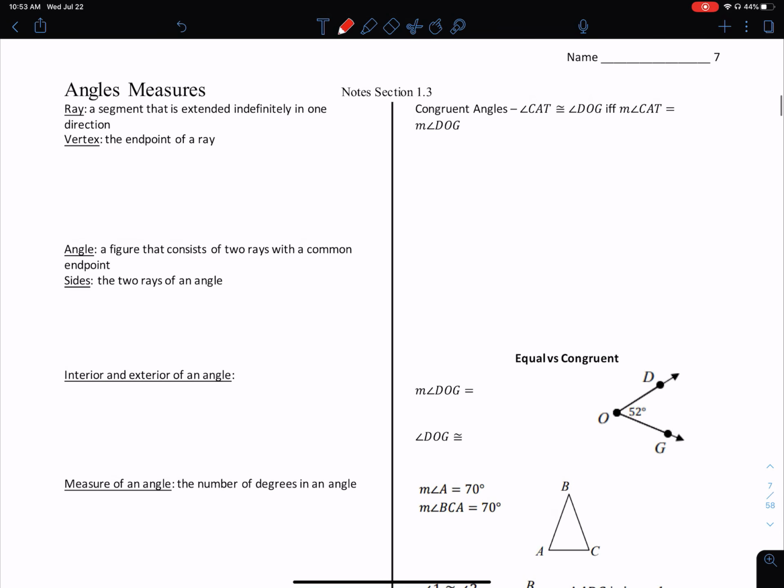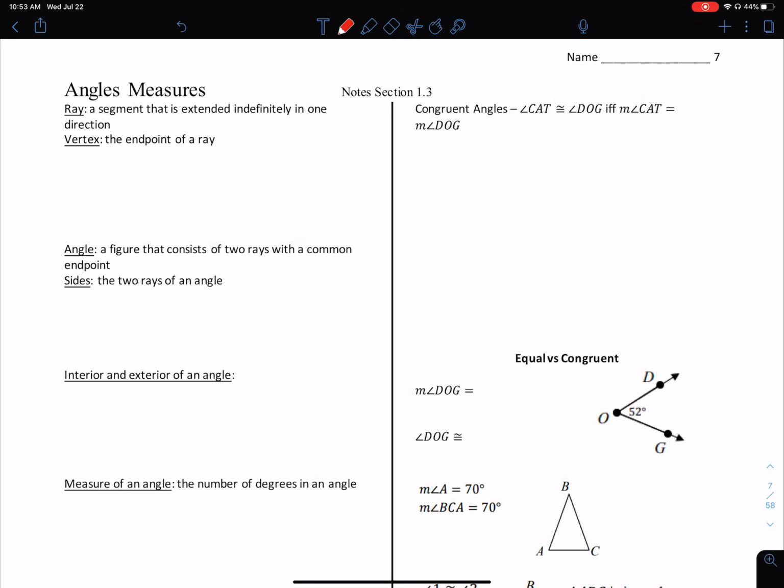Geometry section 1.3, talking about angle measurements. In the previous section, we talked about segments and segment measurements. This is a similar concept as the previous section, but instead of segments, they're angles. Angles are inherently more complicated because the way you name angles is more complicated.